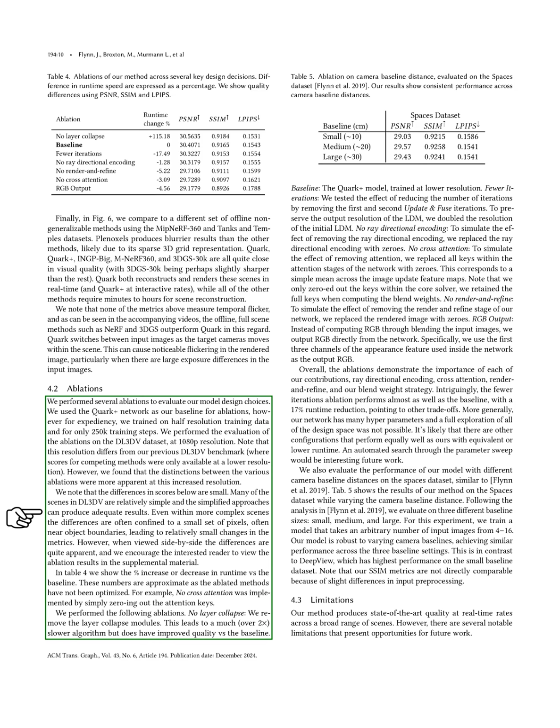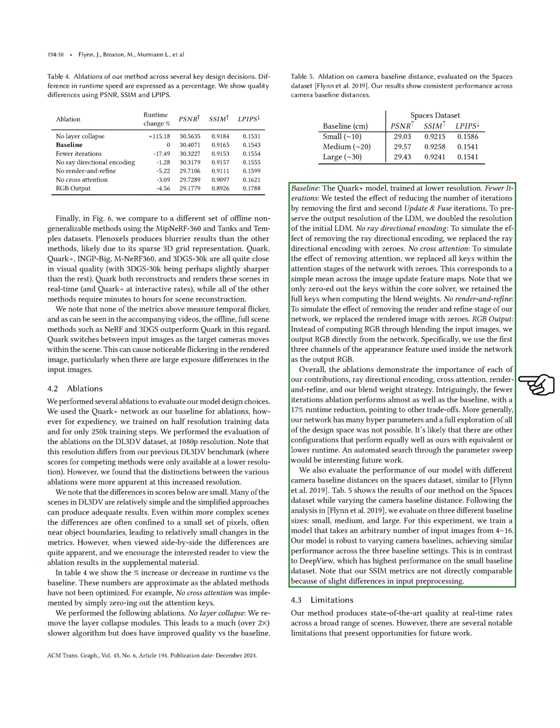2. Baseline. This refers to the Quark Plus model trained at a lower resolution. 3. Fewer iterations. We reduced the number of iterations by omitting the first 2 update and fuse iterations, doubling the initial resolution to maintain output quality. 4. No ray directional encoding. We replaced the ray directional encoding with zeros to see its effect. 5. No cross-attention. We set all keys in the attention stages to 0, averaging the image update feature maps.